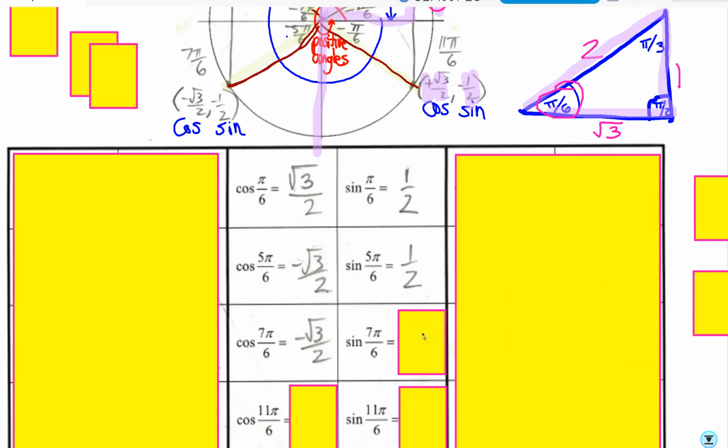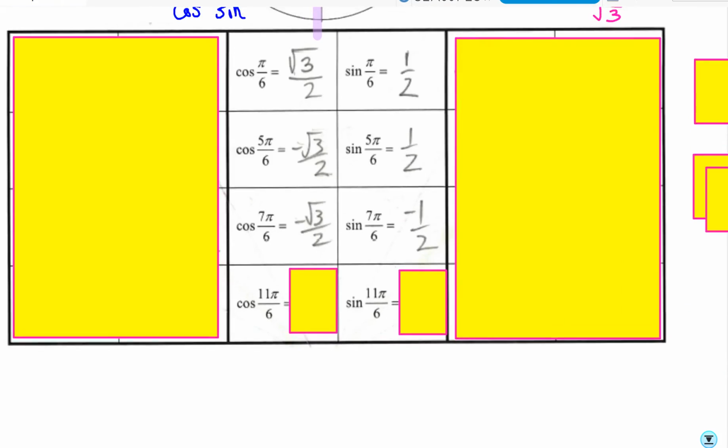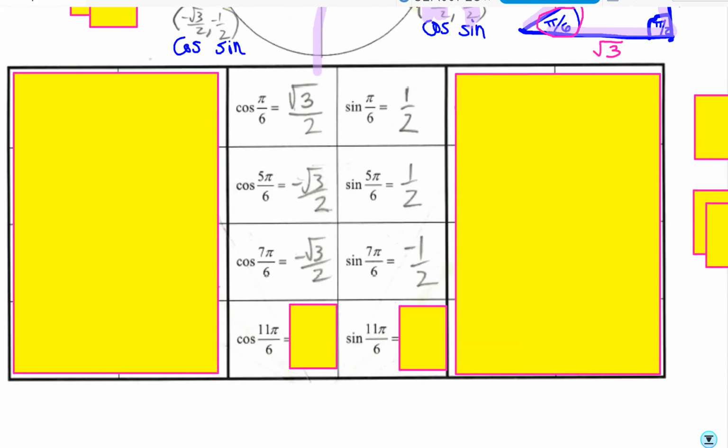Sine is the y value at the same point in quadrant 3. If I just read it off of the xy coordinate there, sine is y, so that's going to be negative 1/2. Last one is in quadrant 4. In quadrant 4, x is positive, y is negative, x is cosine, and cosine is x, square root of 3 over 2. x is positive, y is negative, sine is y, negative 1/2.